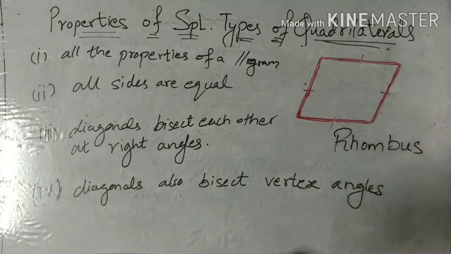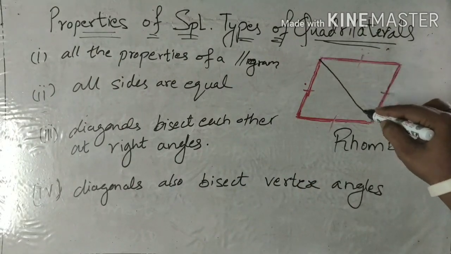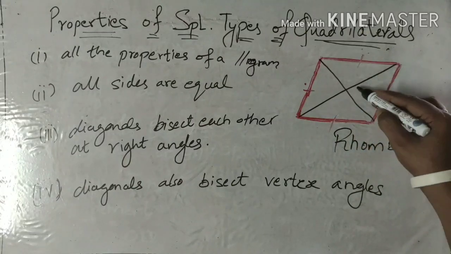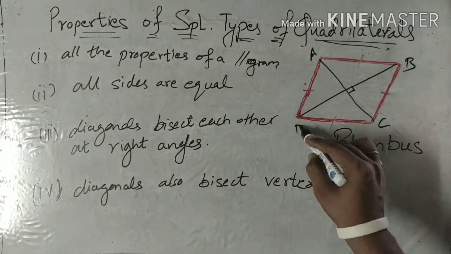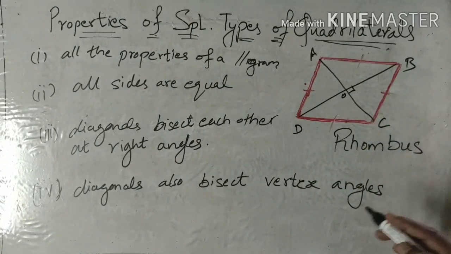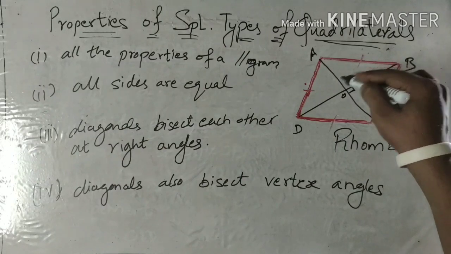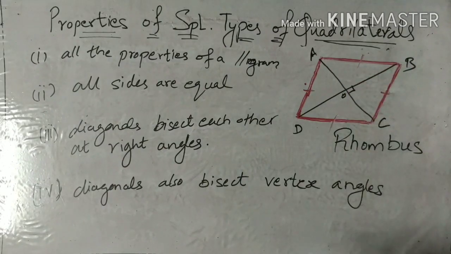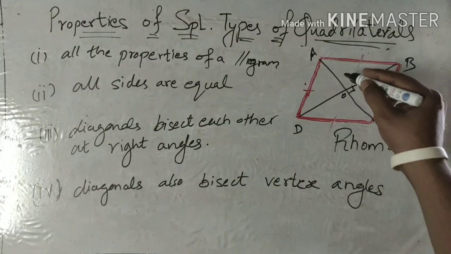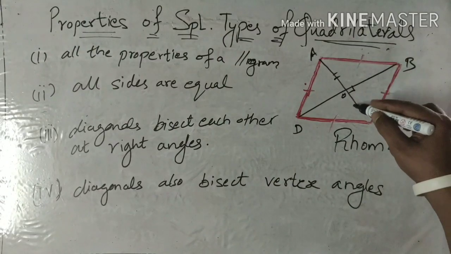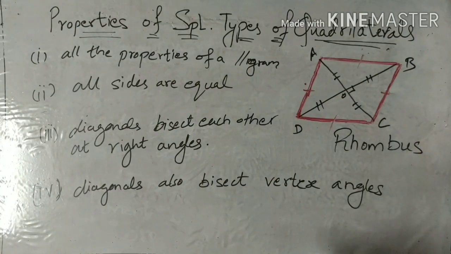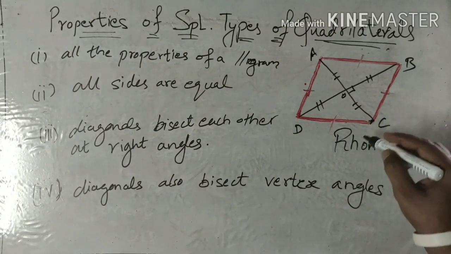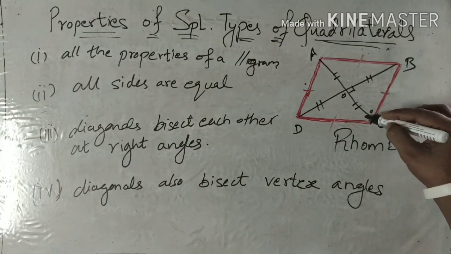Next, the diagonals bisect each other at right angles. If I write it as A, B, C, D and the intersection point is O, then each angle at the center intersection point will be 90 degrees. Also AO will be equal to OC, BO will be equal to OD. One more property, diagonals also bisect the vertex angle. That means the angles formed at the vertices, the diagonals bisect them.